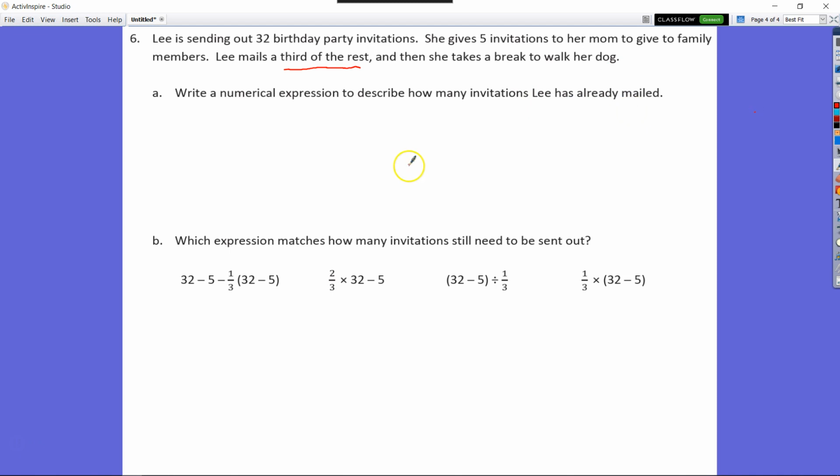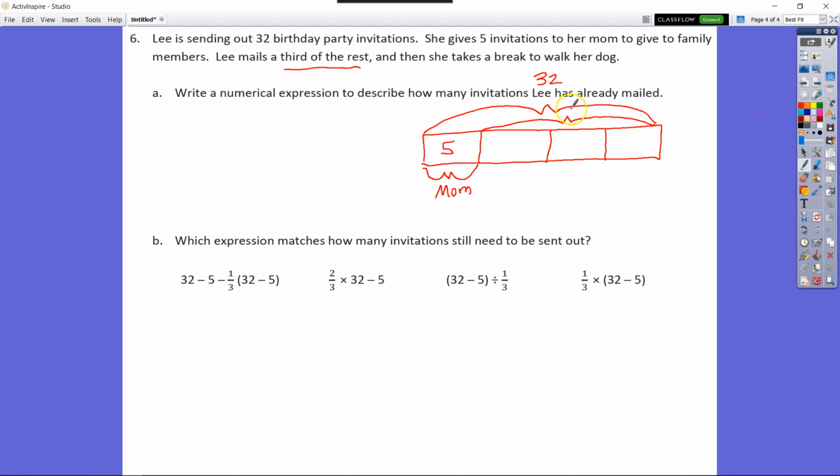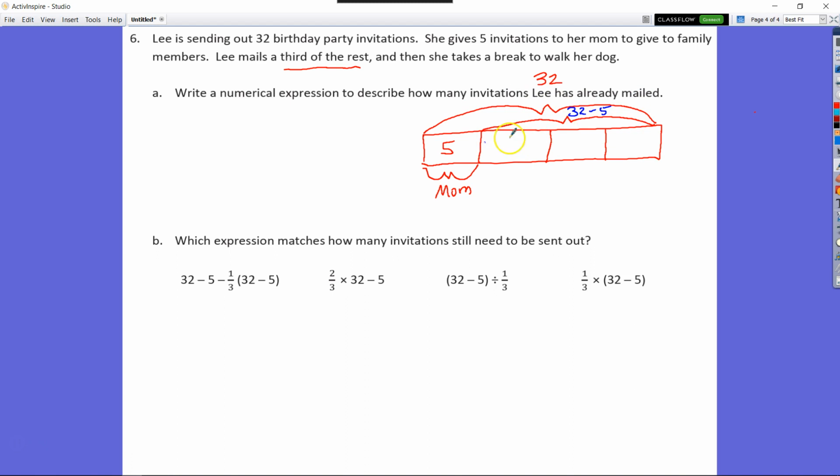So we know that. Let's draw a tape diagram here to see. So we know that she wanted to send out a total of 32 invitations, right? So let's split this into 4 parts. This is going to represent the 5 that her mom mailed out. So this is what her mom gave to the family. These 3 boxes here are going to represent the 32 minus the 5. So you had the whole 32, and this is the 32 minus the 5.